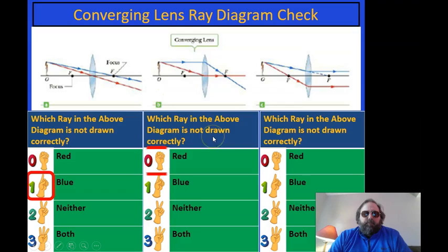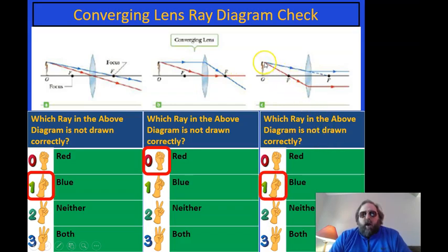For the second one, that would be the red one. All right. And again, it's kind of the opposite of this one. The center ray is supposed to go directly through the center of the lens. Well, this one hits and goes parallel, and that's not right. But the blue one is correct, because the parallel rays for a converging lens then go through the far focal point. Last one, that would be the blue one.